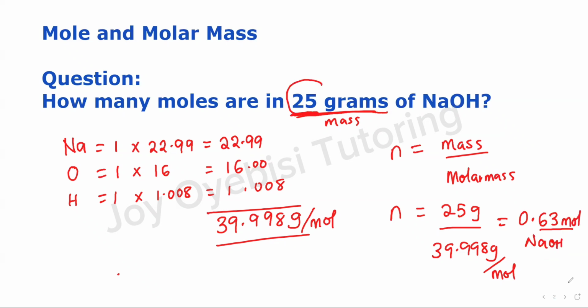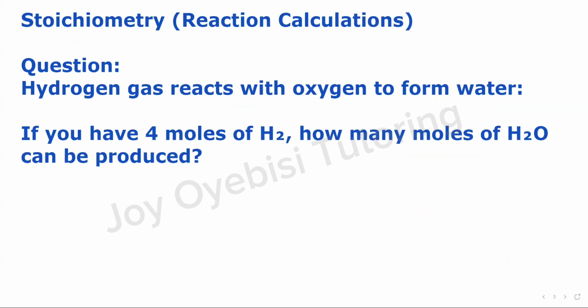The second question I have is on stoichiometry. The question says hydrogen gas reacts with oxygen to form water. So we're going to go ahead and draw out our equation. So H2 gas reacts with O2 gas to give us H2O. Now we're going to go ahead and balance this equation. Sometimes they give it to you and you balance it. Sometimes they give you the balanced equation as well. So this is a case where you have to write the equation yourself.